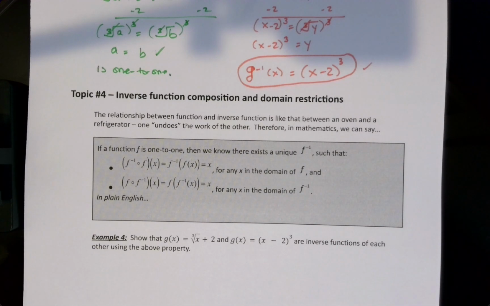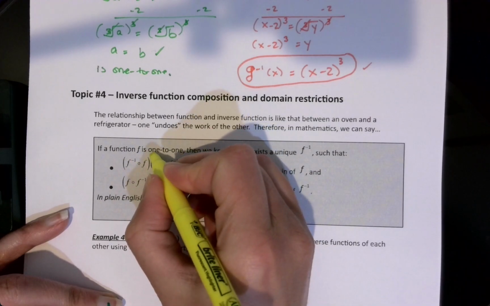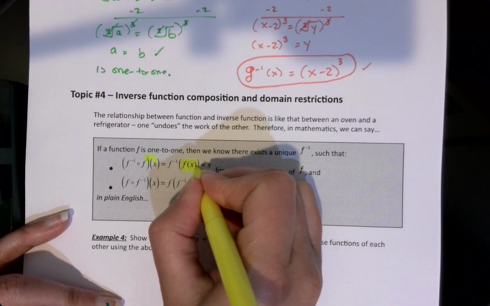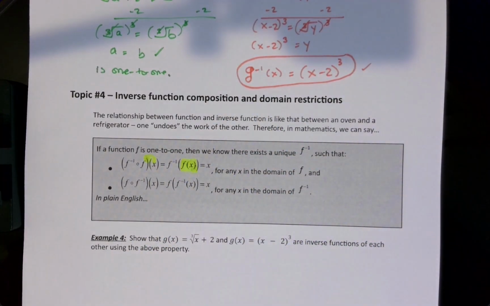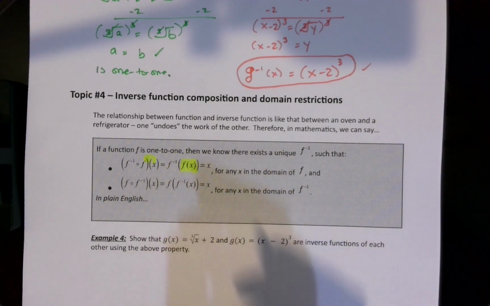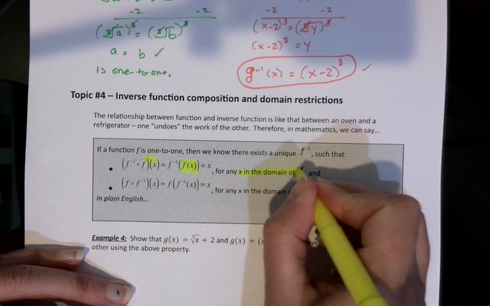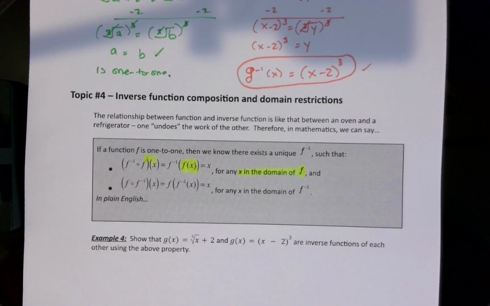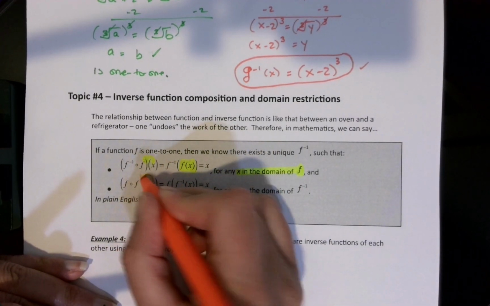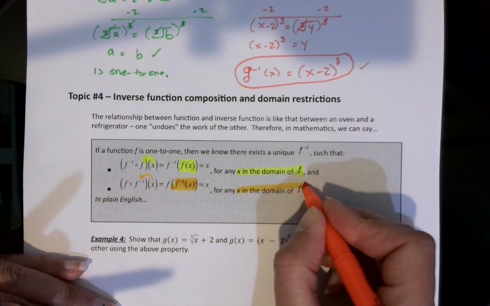So, looking through this once again, in this order of the composition, we know that x has to go into the original function. And then the original function needs to go into f inverse of x. And because x is being plugged into f first, this is going to be true for any x in the domain of f. Similarly, for the reverse composition f of f inverse, the x value goes into f inverse first. And so this is going to be true for any x in the domain of f inverse.